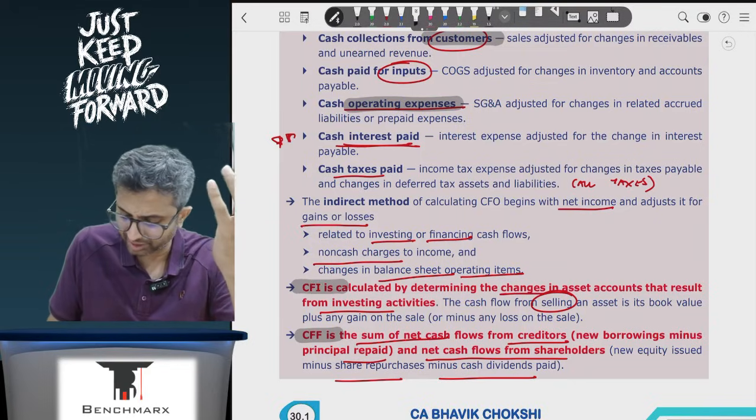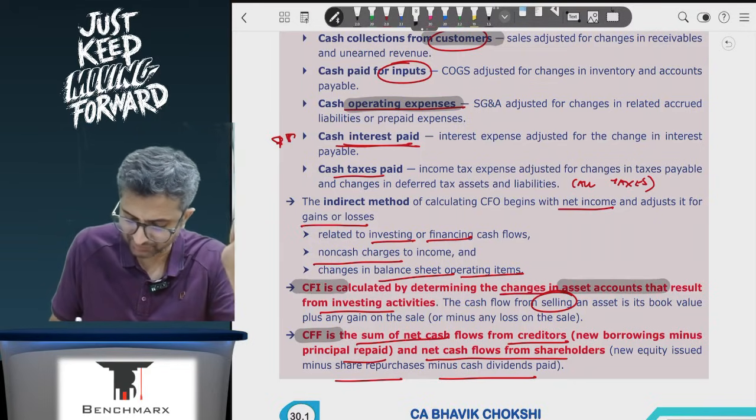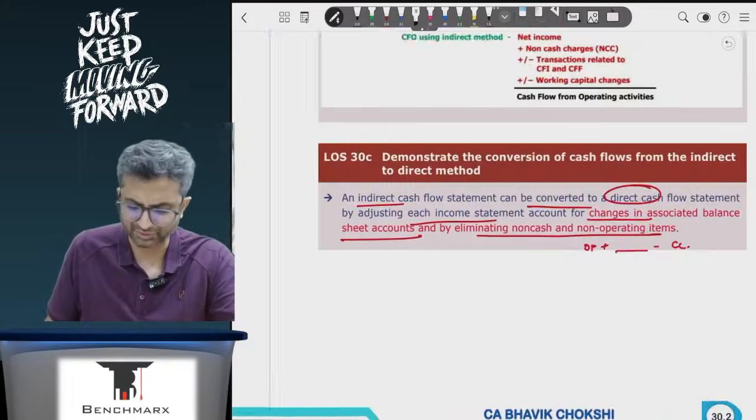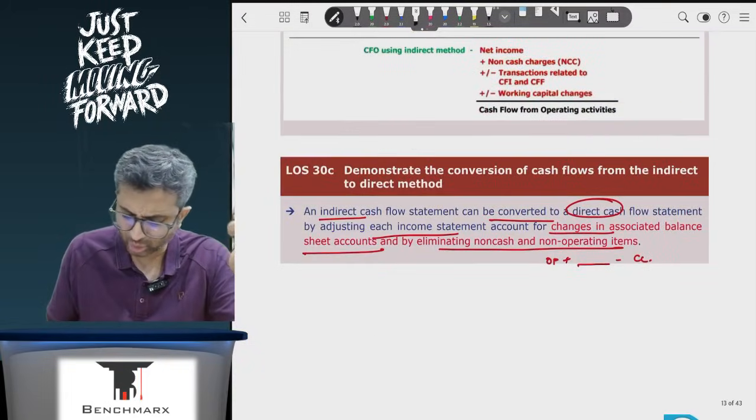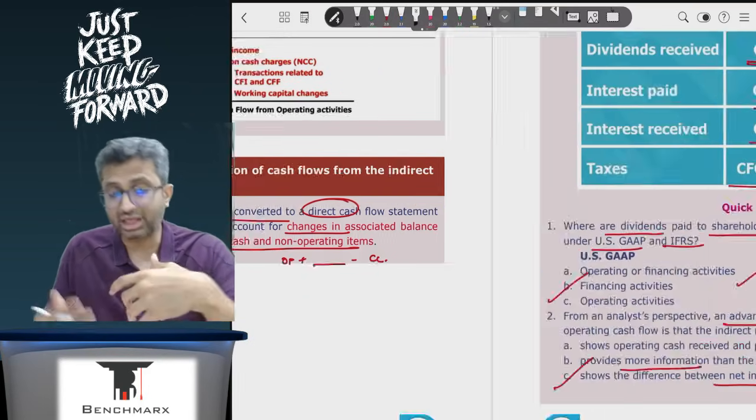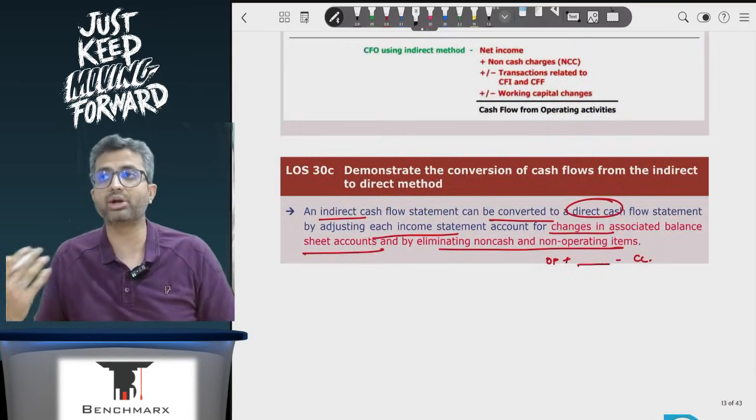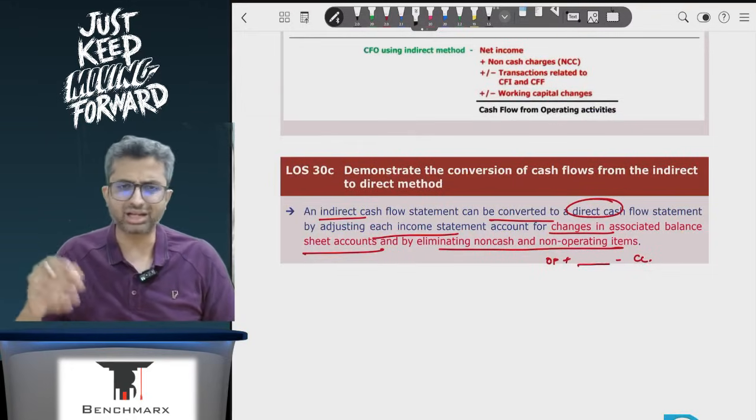CFI and CFF. CFI is due to asset accounts, CFF is due to providers of capital, that is fine. There can be certain adjustments where you may need to convert from direct method to indirect method.